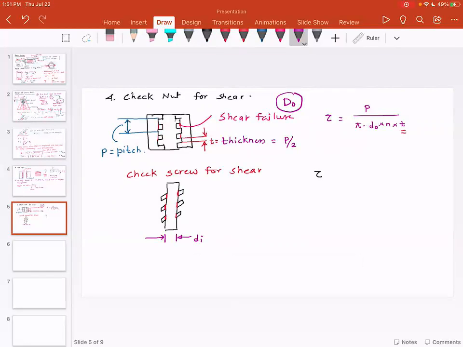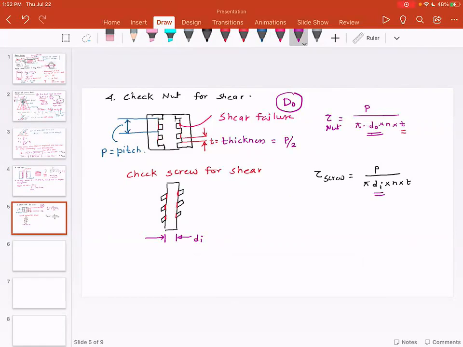So tau, this is for the nut. This is for the screw. P divided by pi di times n times t. So this is something important.